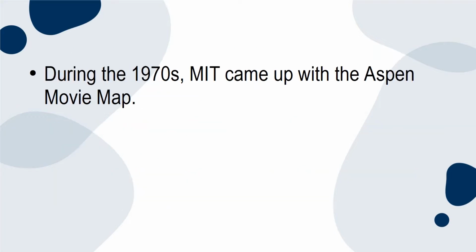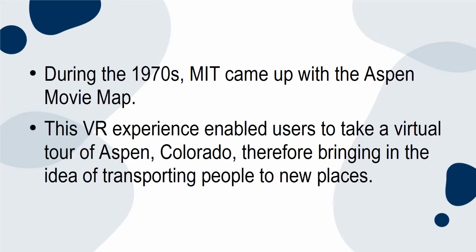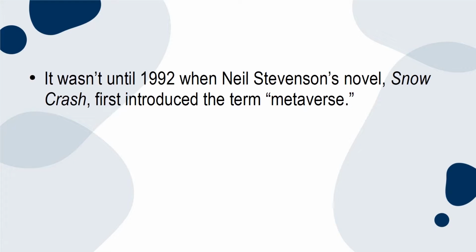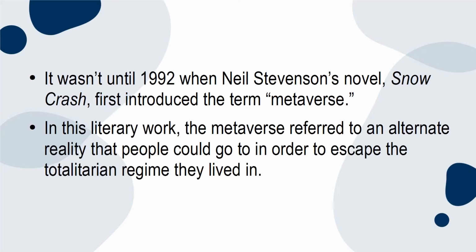During the 1970s, MIT came up with the Aspen Movie Map. This VR experience enabled users to take a virtual tour of Aspen, Colorado, therefore bringing in the idea of transporting people to new places. How the metaverse continues to grow. It wasn't until 1992 when Neal Stephenson's novel Snow Crash first introduced the term metaverse. In this literary work, the metaverse referred to an alternate reality that people could go to in order to escape the totalitarian regime they lived in.